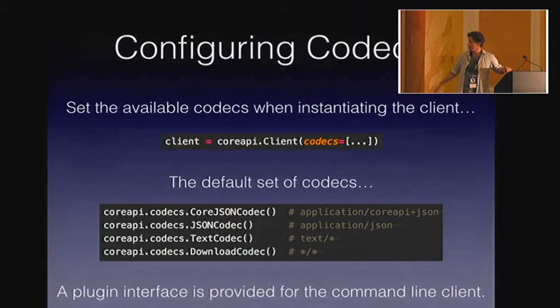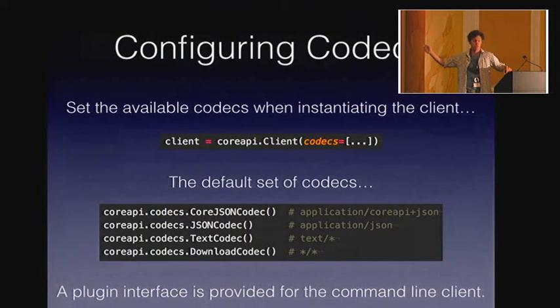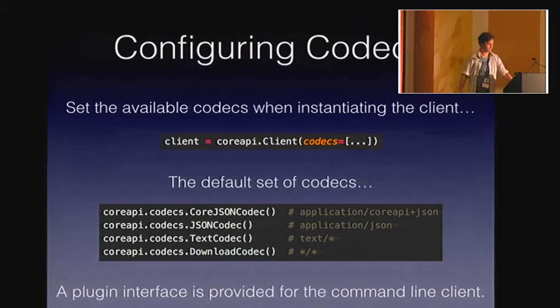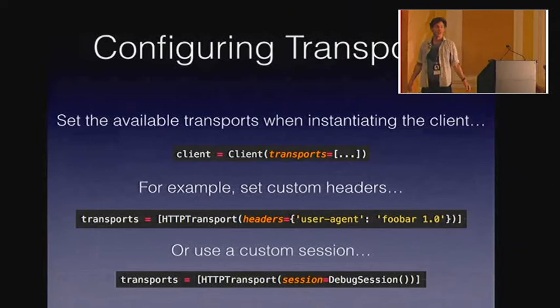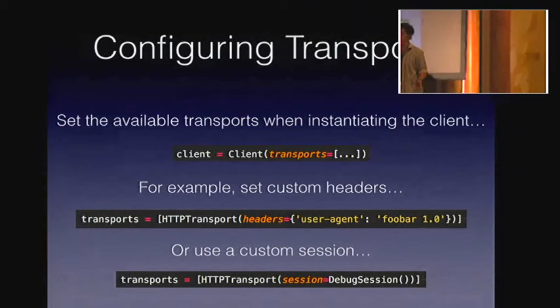The default set of codecs has a single codec for hypermedia or schema responses, which is the Core JSON codec, and 3 different data codecs: JSON, plain text, and downloads for anything else. So for instance, you can go off and make a request to an image URL and you'll get back a downloaded file. You can also configure the transports. If you wanted, that would allow you to write a transport for a different network protocol other than HTTP.